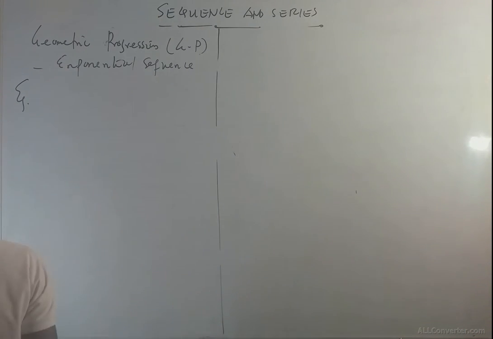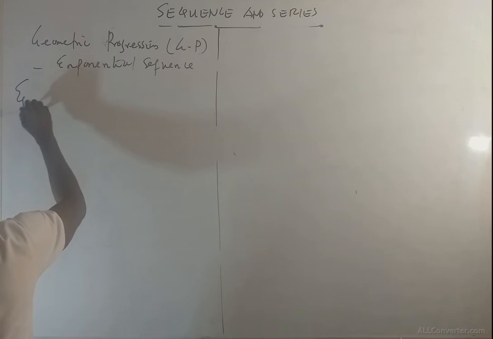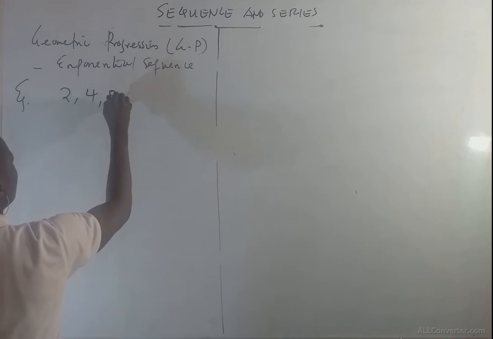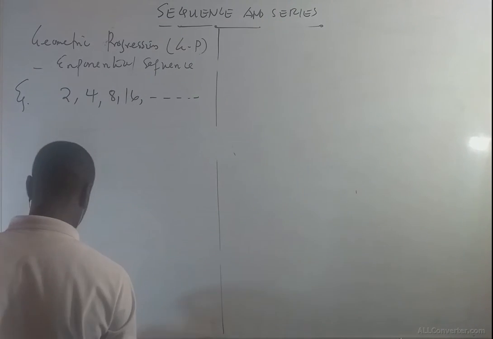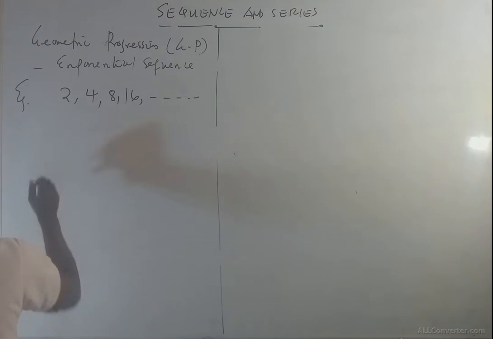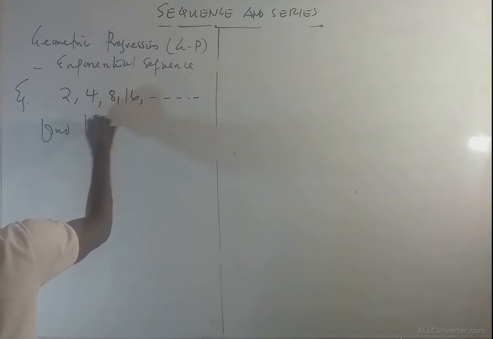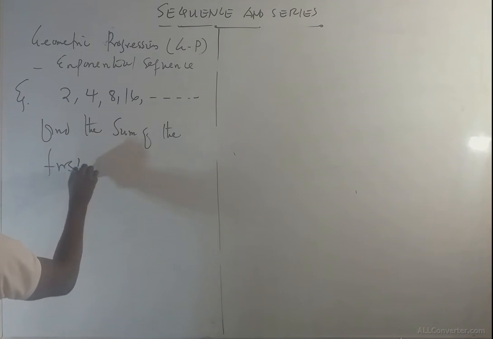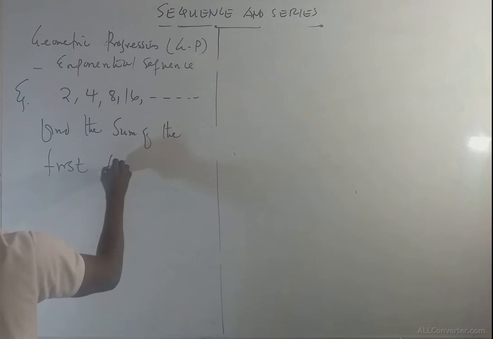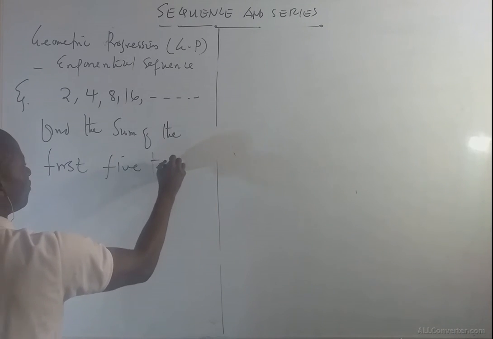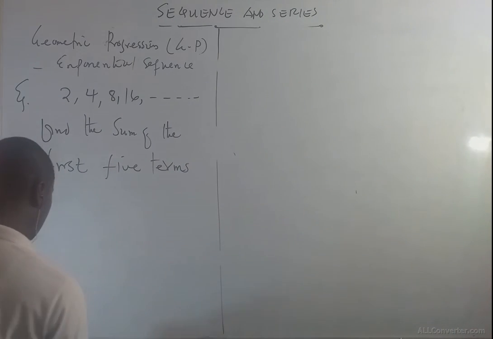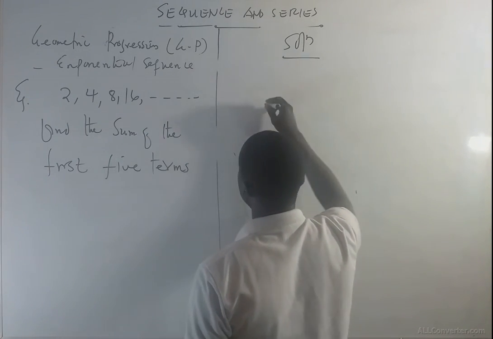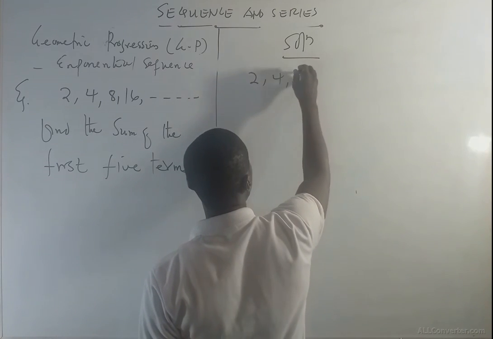Now, let's assume that we are given the sequence 2, 4, 8, 16, in that order. And we have to find the sum of the first 5 terms of this particular sequence. Now take note, in solving this problem, the sequence is 2, 4, 8, 16.